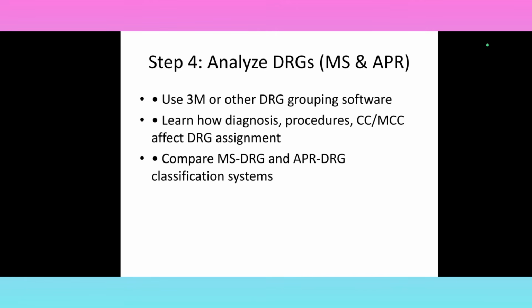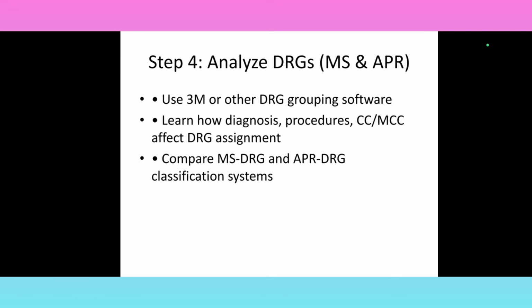Step number 4, you have to analyze the DRG. For example, a patient is admitted to the hospital for sepsis. Sepsis has a DRG value, that is 872. If a patient is admitted for CHF, we have DRG value 293. If a patient is admitted for knee replacement surgery, the DRG is 522. So based on the condition and treatment, we have lots of DRGs from 001 to 999.